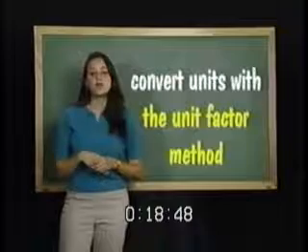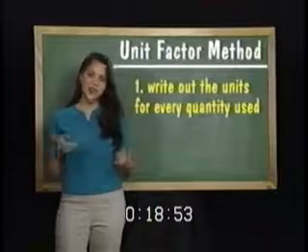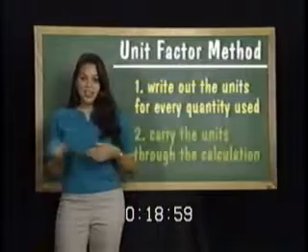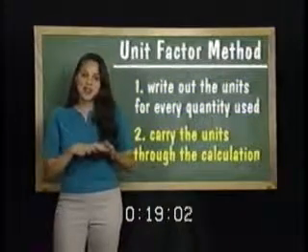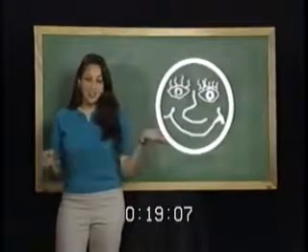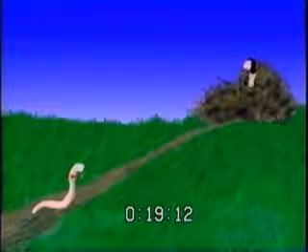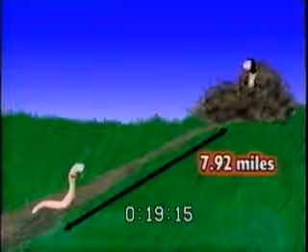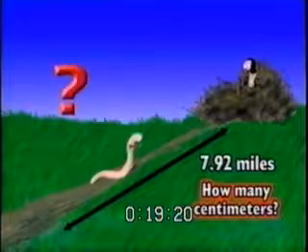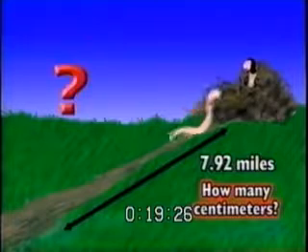You can convert units with the unit factor method. To use the unit factor method, write out the units, kilograms, seconds, meters, or whatever, for every quantity you're using in your calculation. Then carry the units through the calculation, treating them as algebraic quantities. Sounds tricky? It's not. Watch Willie the Wild Worm. Wild Willie wants to visit his girlfriend Lily, who lives in a compost heap 7.92 miles away. Willie can only wiggle along 1 centimeter at a time. How many centimeters will poor lovesick Willie have to wiggle to cover the 7.92 miles between him and his beloved?